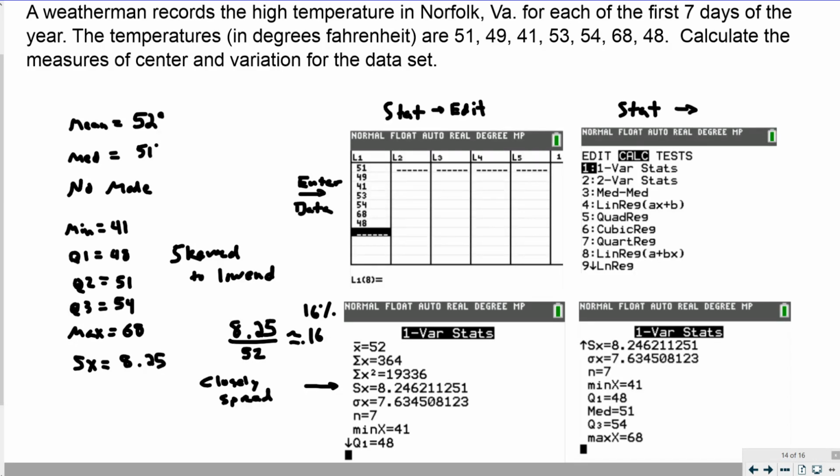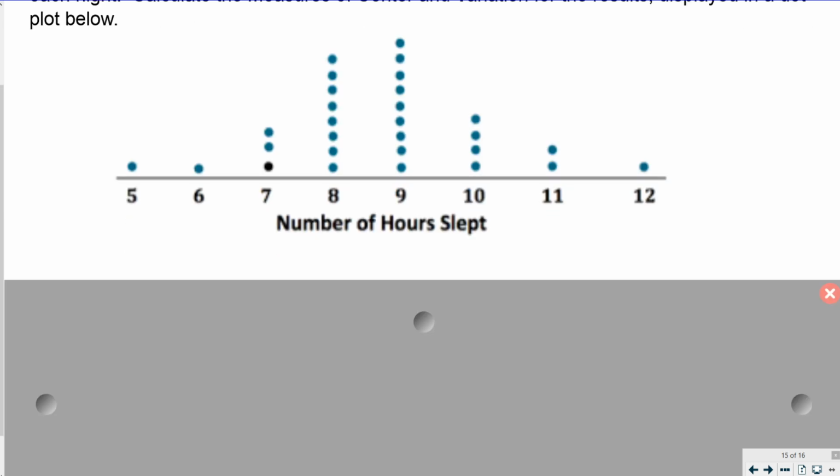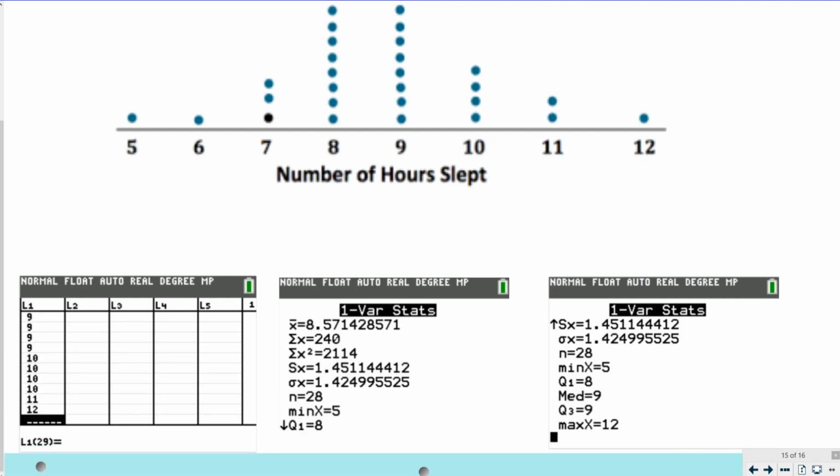All right, and then the last one. A random selection of adults 18 to 31 were surveyed to find out how many hours they slept each night. Calculate the measures of center and variation for the results displayed in the dot plot below. So here I have my chart. I would have entered the data the same way as before, using the stat and then the edit key, and then stat over to calculate, and then over to one variable stats. And then I've got my one variable stats down here.